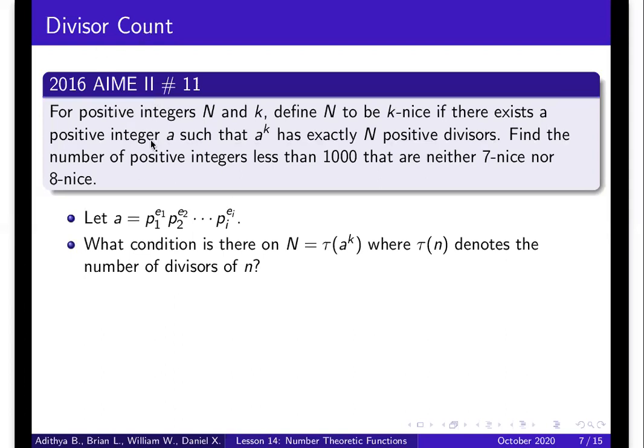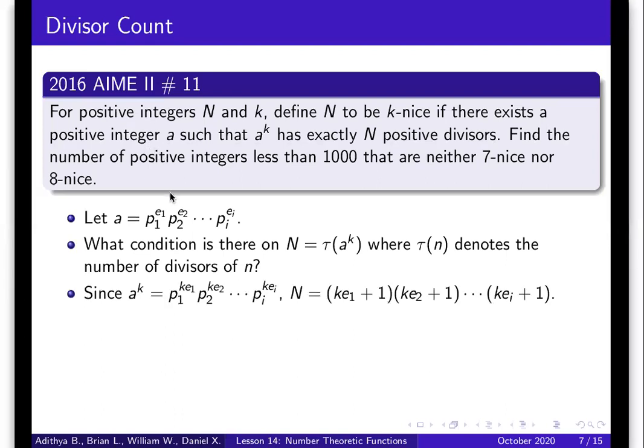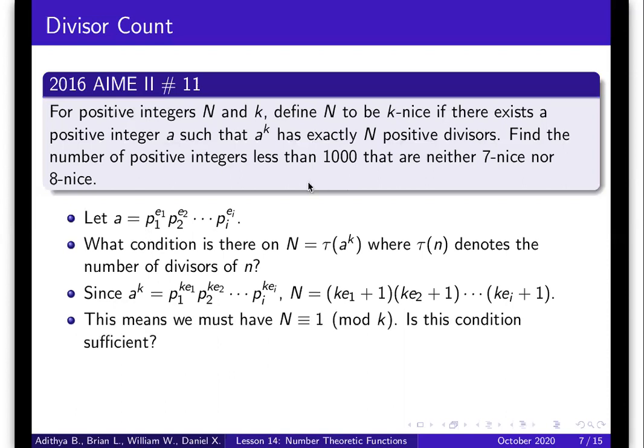Yep, so it has to be 1 mod k, and the way you would see this is that A to the k has this prime factorization, and as Daniel told us already, we can find the number of positive divisors like this, and so it's (k e1 plus 1) times (k e2 plus 1) all the way to (k ei plus 1), and if we take this whole expression mod k, it's just 1 times 1 times 1 and so on. So this happens to be 1 mod k.